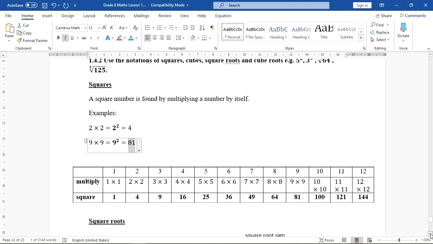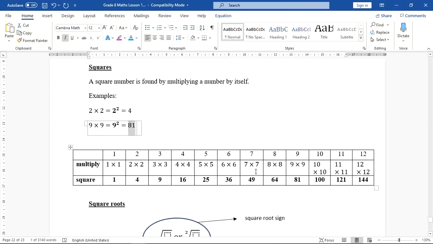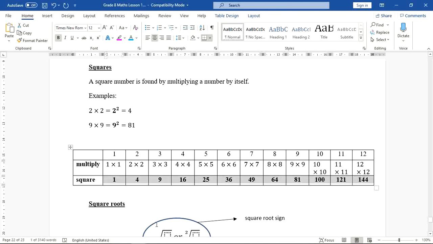So what I have here are the first 12 square numbers. How do you get a square number again? You take a number and you multiply it by itself: 1 times 1 is 1, 2 times 2 is 4, 3 times 3 is 9, up to 12 times 12, which is 144. So these are the first 12 square numbers.